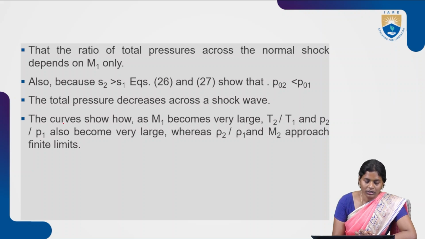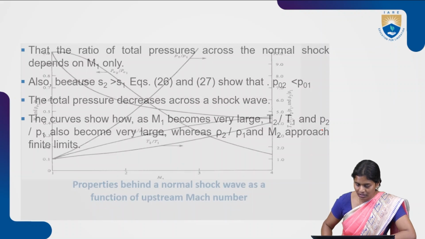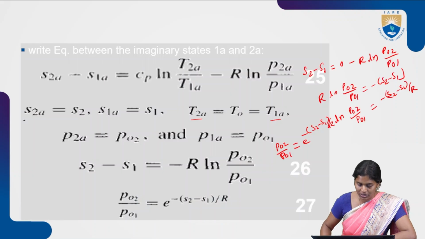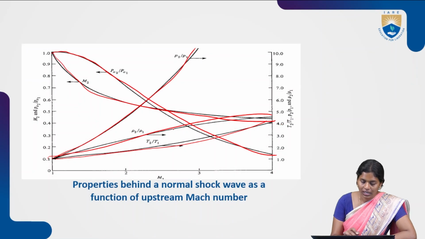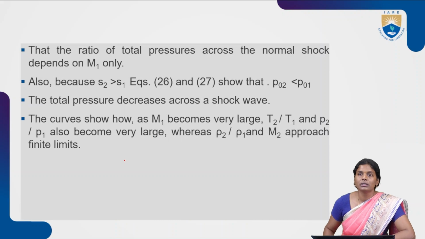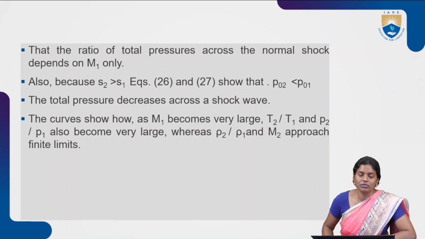The curve shows that as M1 becomes very large, T2 by T1 and P2 by P1 also become very large, whereas rho2 by rho1 and M2 approach their finite limits. You can see rho2 by rho1 and M2 approach finite limits. P2 by P1 is going to increase with increasing Mach number. So P2 by P1 and T2 by T1 are increasing, and rho2 by rho1 and M2 are leading to their limits. So this is all about the normal shock relations which we have seen.